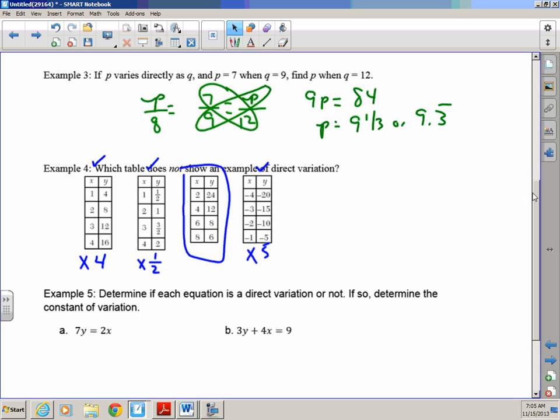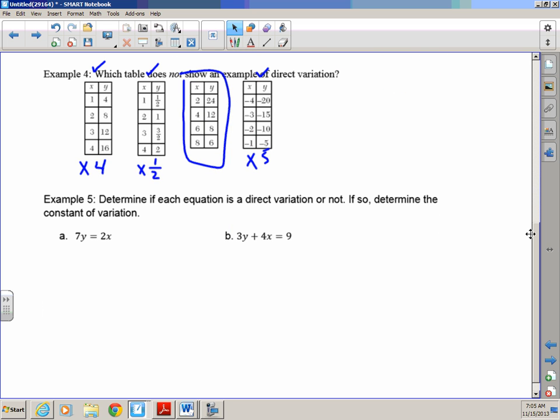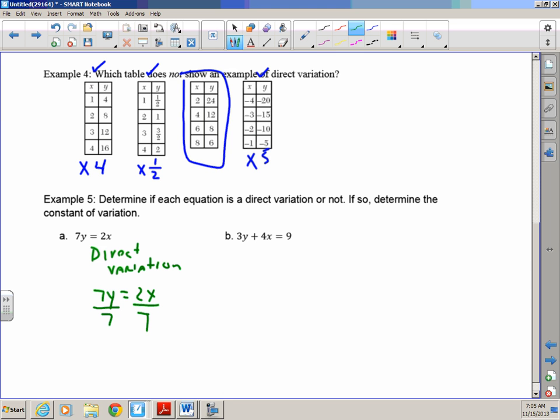Okay? And then the last thing, determine if each equation is a direct variation or not, and if so, determine the constant of variation. Well, this should be pretty straightforward, because you can see here I have no y-intercept attached, so this is a direct variation. And what is the constant of proportionality? Well, I divide by 7, so that I get the equation y equals 2 over 7x. And so my constant of proportionality is just 2/7.